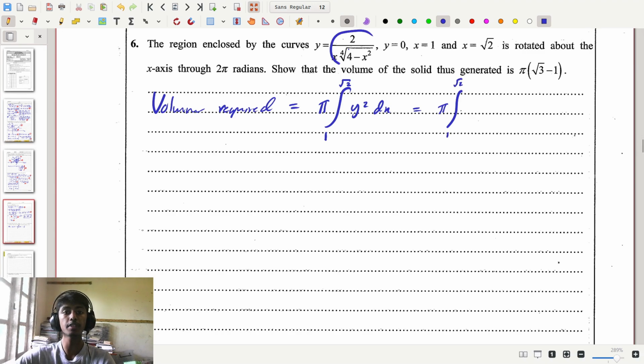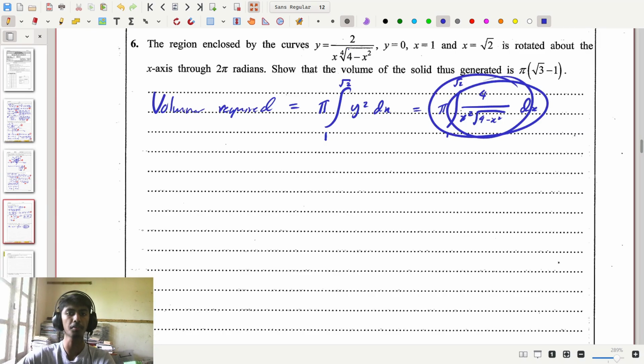So if I substitute into y squared, we're going to get pi times the integral from 1 to root 2 of 2 squared, which is 4, divided by x squared, and then the 4th root of 4 minus x squared, squared, which is just the square root of 4 minus x squared, integrated with respect to x, so dx. And this right here is the integral that we're going to have to solve. Now considering this integral, we can see we have an x squared and a 4 minus x squared in here, and we also have a 4 on top.